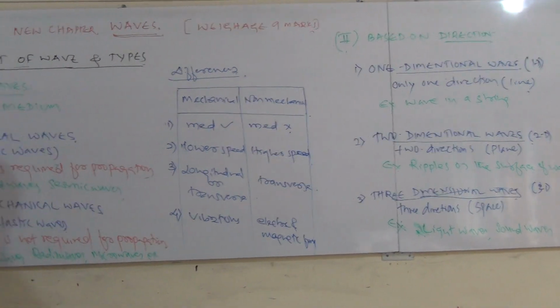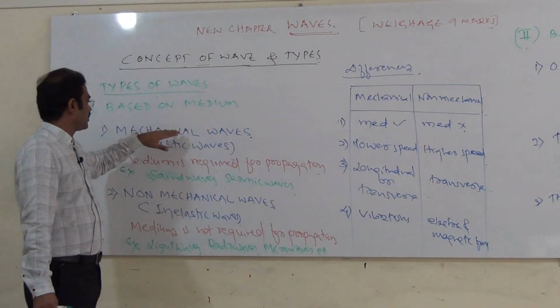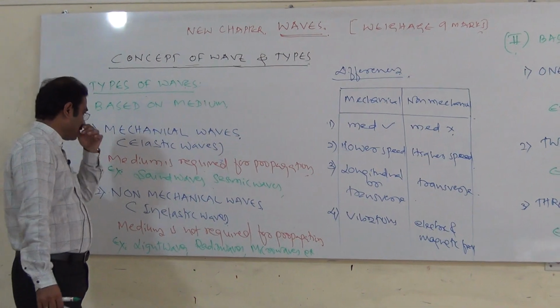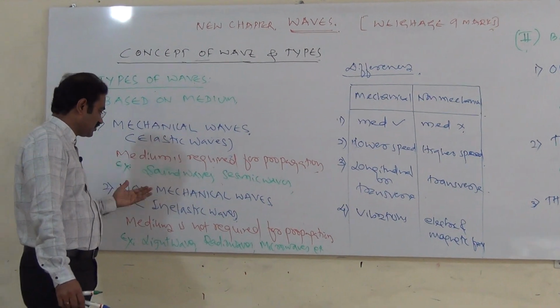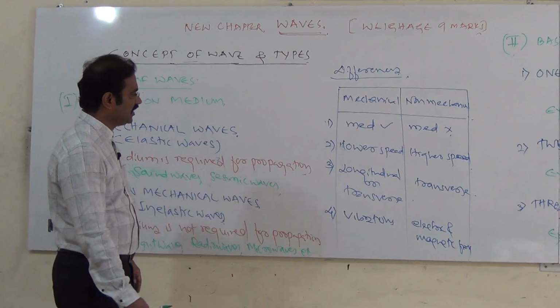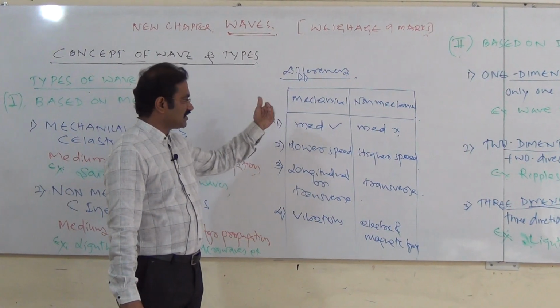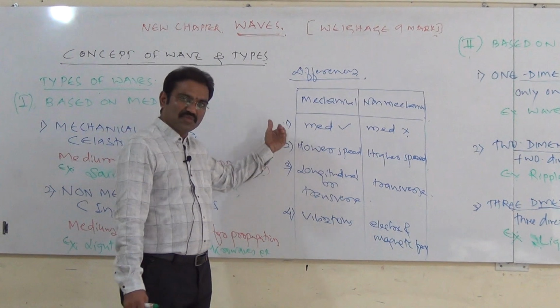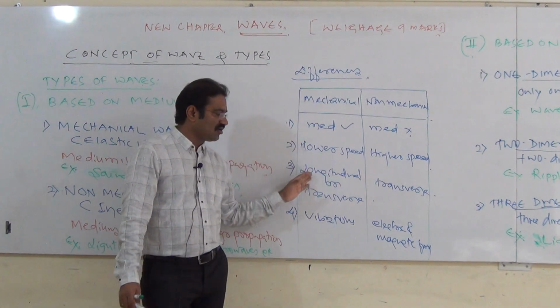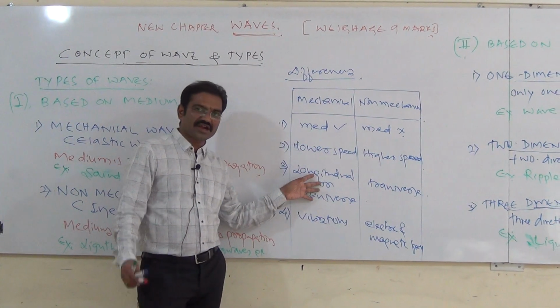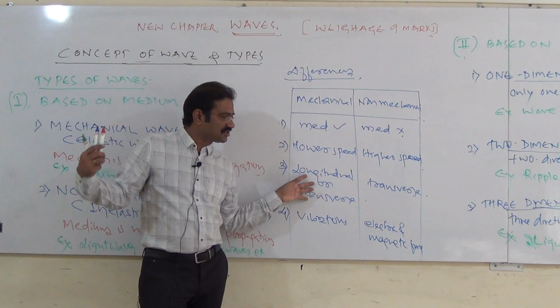Once again, based on the medium, there are two types: mechanical and non-mechanical. Mechanical means they require the medium. Non-mechanical, they do not require the medium. And these are the differences. Medium is necessary, medium is not necessary. Moves with a lower speed, with a higher speed, longitudinal or transverse. Now, what is longitudinal and transverse? It is my next discussion.